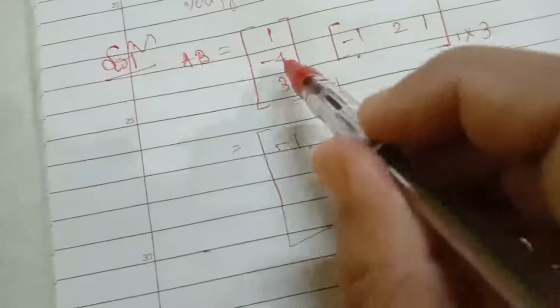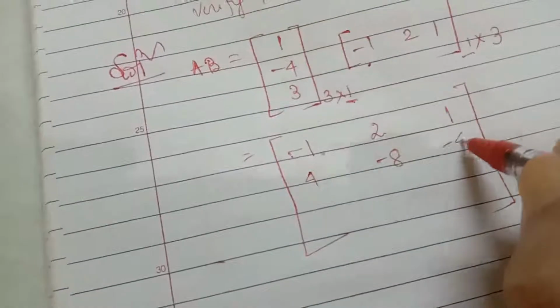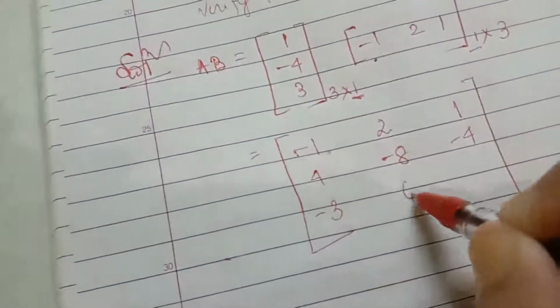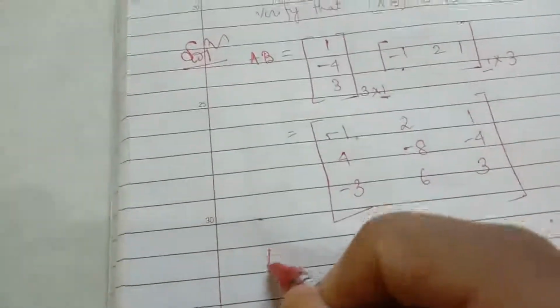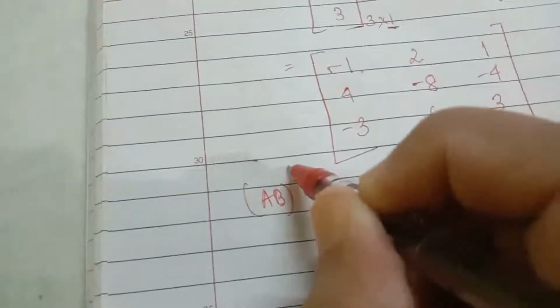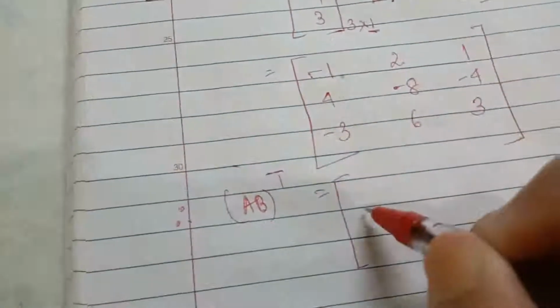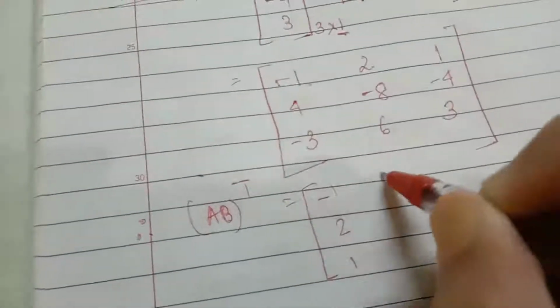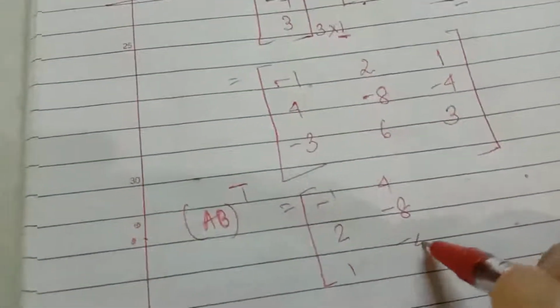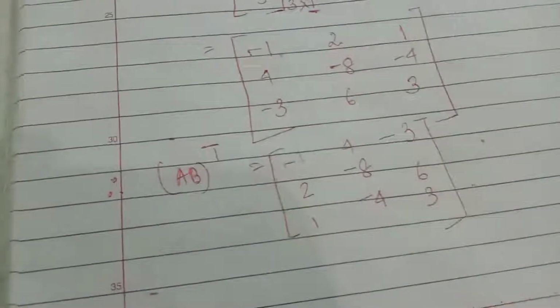Next, you have to start with the second row. Second row into first column will be 4, minus 8, minus 4. And the third row into first column will be minus 3, 6, 3. Watch carefully. Next, (AB) whole transpose, AB dash or AB transpose. We have to write the first row as first column: minus 1, 2, 1, then 4, minus 8, minus 4, and minus 3, 6, 3. This is our AB transpose.